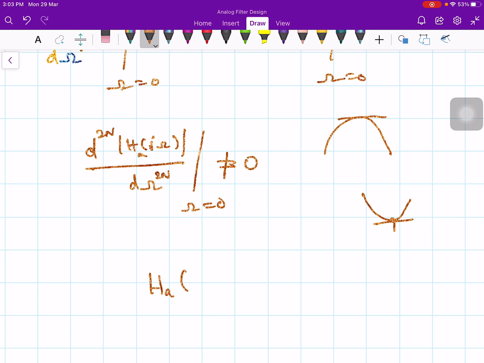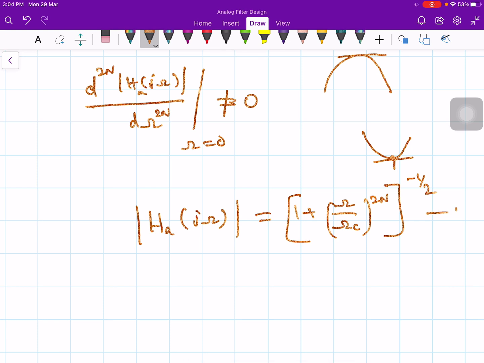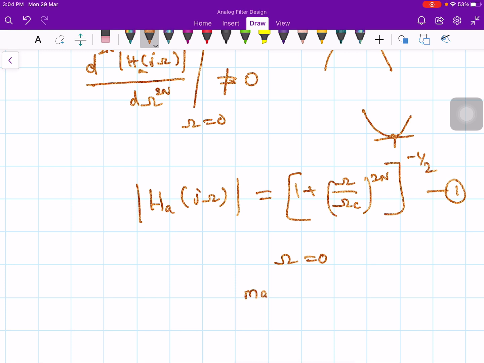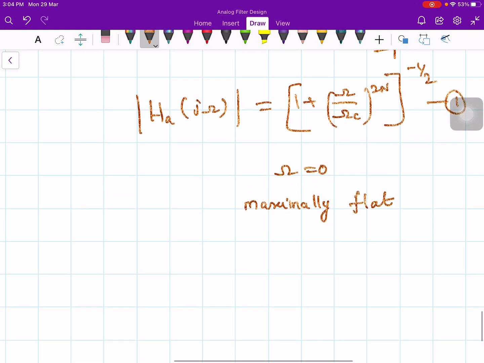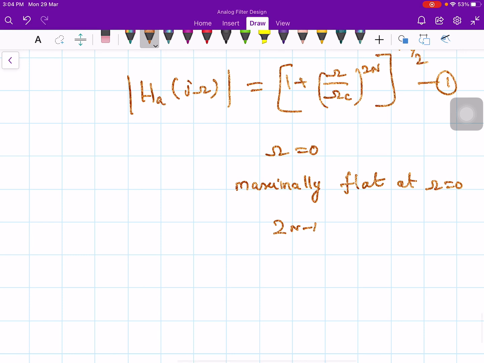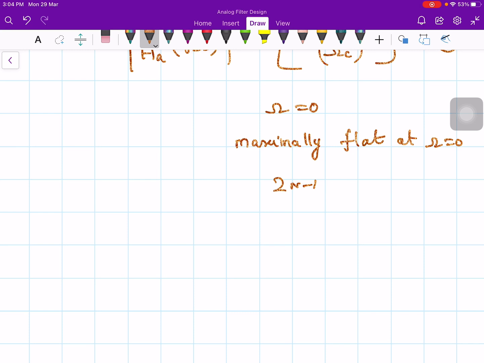Therefore the Butterworth function |HA(j omega)| is equal to 1 plus (omega by omega c) to the power 2n, whole power minus 1 by 2. Let me call this equation 1. This Butterworth function has a large number of derivatives vanishing at omega equal to 0, and therefore this type of function is called a maximally flat function, maximally flat at omega equal to 0. The order of flatness cannot be more than 2n minus 1. Okay, so that's all about the introduction of the Butterworth filter.